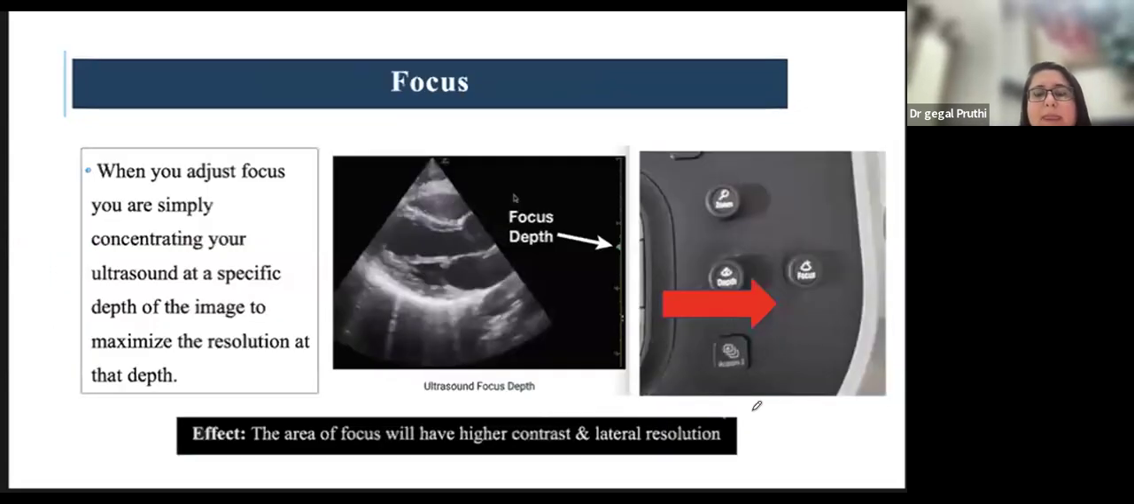Coming to the focus, as we know, as the beam propagates, it will diverge and lose lateral resolution. So that is why you have to use the focus at your area of interest. As focusing further narrows the beam, when you focus, you are simply concentrating your ultrasound at a specific depth of the image to maximize the resolution at that particular depth.